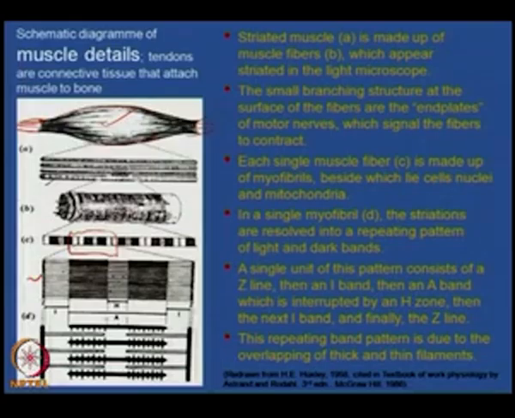Then an A band which is intersected by a Z zone, this is the Z zone area. Then the next I band comes and Z band. Now, what are these things? These bands are formed with two types of protein fibers, actin and myosin. The joinery of these fibers forms the Z band.